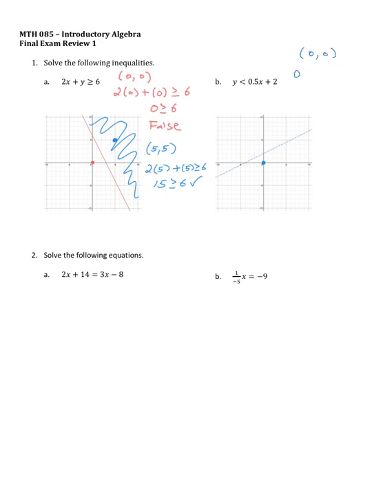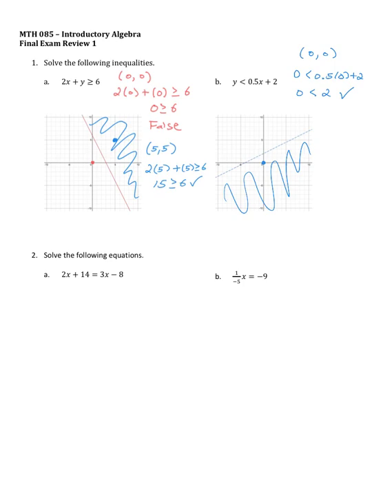I'm going to put that into my inequality and see what happens. So I put 0 in place of y. That's less than 0.5 times 0 plus 2. Is this a true statement? This simplifies to 0 is less than 2, which is true, and therefore I'm going to shade this side of the line.